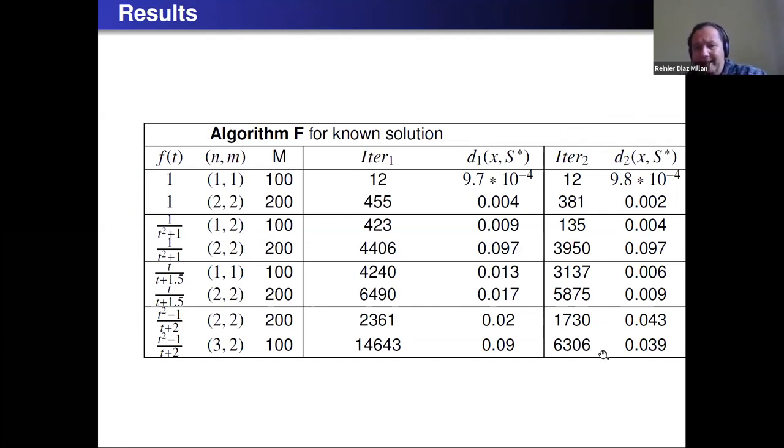In some cases, less than half of the number of iterations. And the results also are very, very good for the second algorithm. Remember, this is the distance to the solution set, and this is the number of iterations. Here we tested different degrees for the polynomials, and these are the functions we tested: the constant function, 1 over t squared plus 1, t over t plus 1.5. All of these functions are continuous on the interval, otherwise we cannot approximate them. And as n, we choose 100 or 200 points in the interval, okay?